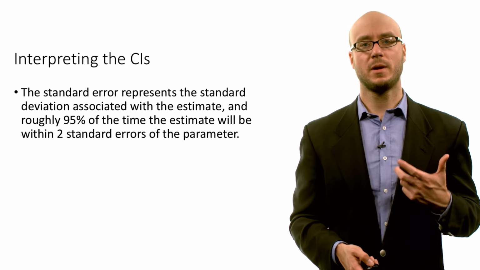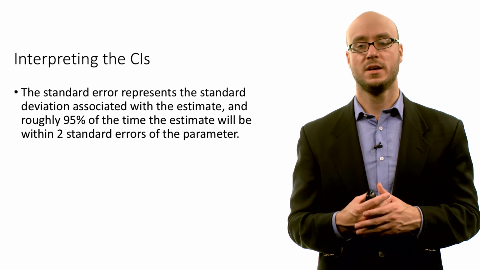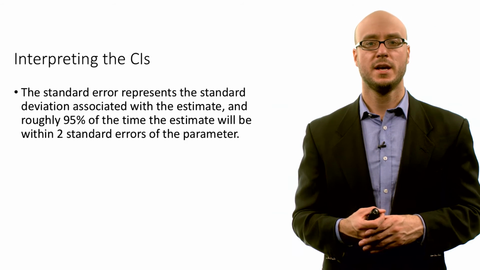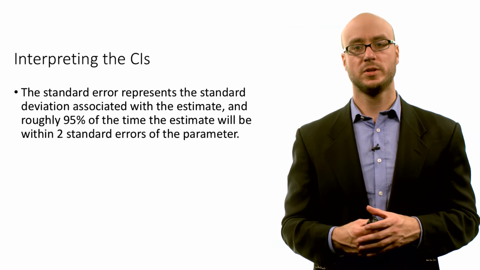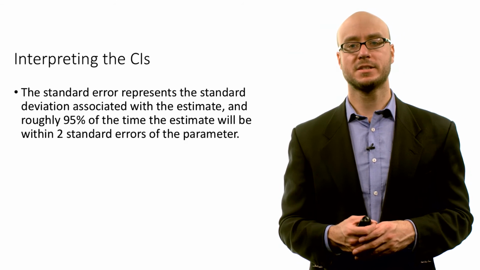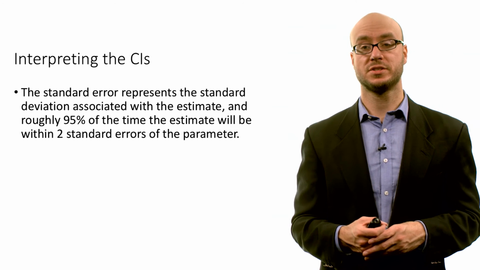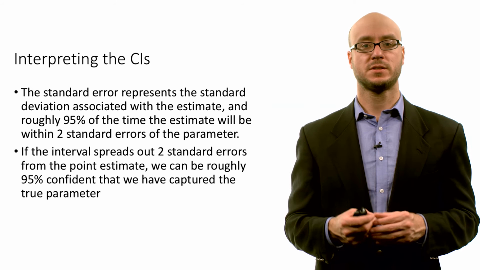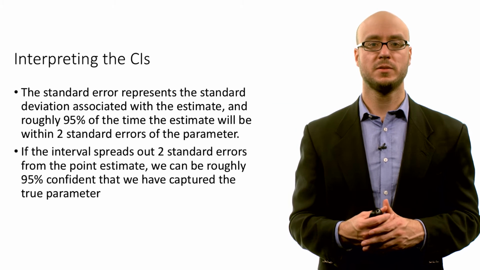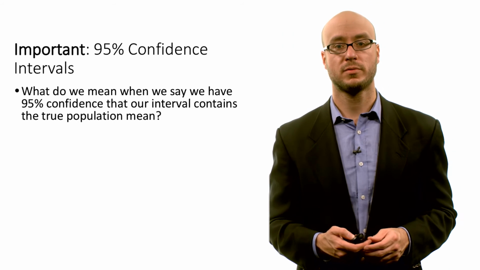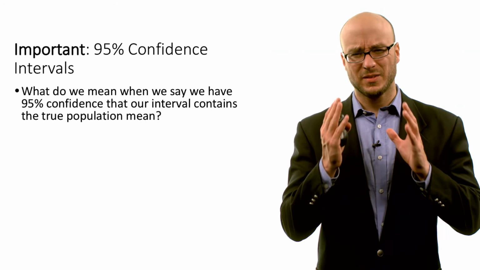The standard error represents a standard deviation associated with the estimate in terms of the sampling distribution. And so with the interval estimate, we will know that roughly 95% of the time the estimate is going to be within 2 standard deviations of this unobserved population parameter. So if the interval spreads out 2 standard errors from the point estimate, we could be roughly 95% confident that we have captured the true population parameter. So this is very important.